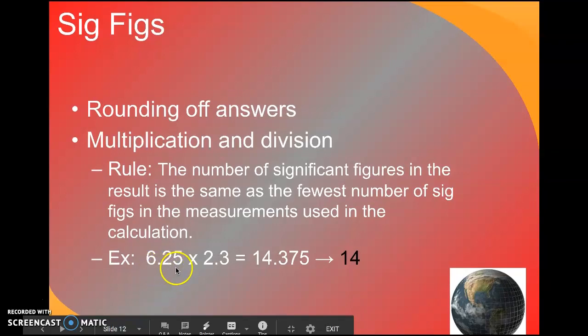Alright, now we want to go by the number of sig figs in the numbers that we calculated together. So you got 6.25, that has 3, and you have 2.3, that only has 2 sig figs. So the fewest number of sig figs is 2. That means we have to round this off to 2 sig figs. So you start on the left. So the 1 is your first sig fig, 4 is your second sig fig. So that's the point where we have to round it off. You look at the next number, it's 3. So 4 or less, we're going to leave that number alone. So this turns into 14. So we take 14.375 and just round it off to 14 because of sig figs.